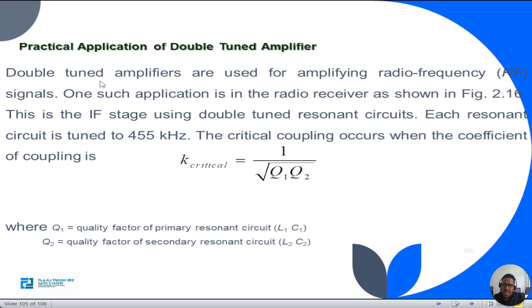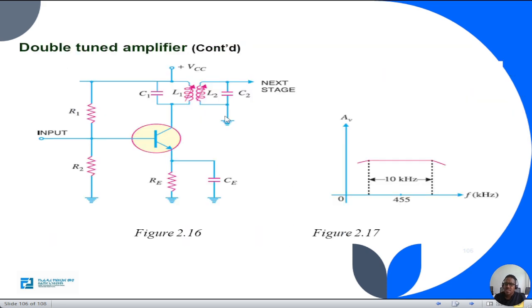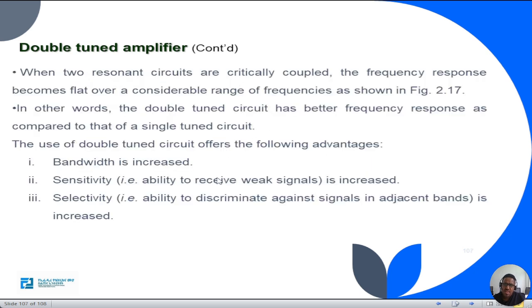Practical application of the double tuned amplifier. Double tuned amplifiers are used for amplifying radio frequency signals. One such application is the radio receiver as shown in figure 2.61. In this figure, this is the IF or intermediate frequency stage using double tuned resonance circuits. Each resonance circuit is tuned to 455 kilohertz. The critical coupling occurs when the coefficient of coupling becomes 1 over the square root of Q1 Q2, where Q1 is the quality factor of the primary resonance circuit L1C1 and Q2 is the quality factor of the secondary resonance circuit L2C2. By this we can get the coupling coefficient and also the quality factor.